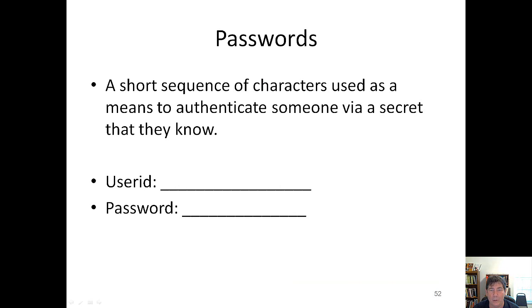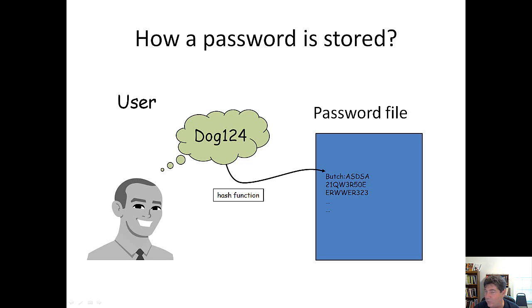Passwords. These are a short sequence of characters used as a means to authenticate someone via a secret that they know. Here you see user ID and password. So how is a password stored? Normally in a database or a password file. Let's say this user has a password of dog124, and that password is hashed. The password itself is not stored in the password file, but the hash is. That way you can't open up the password file and see what the actual password is.